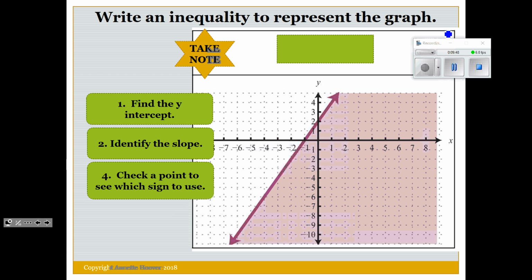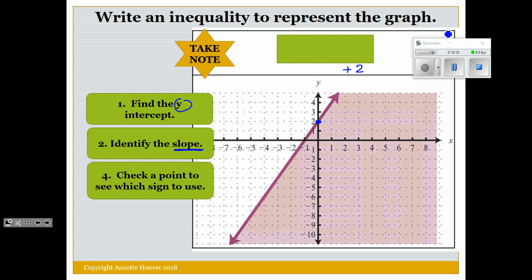Now you need to be able to look at a graph and be able to write an inequality for that graph. So we can do this by finding, first, we need two things. We need the y-intercept and we need the slope. Where does it cross the y-axis? It crosses at a positive 2. So we know at the end of the equation we're going to have a positive 2 for the y-intercept.